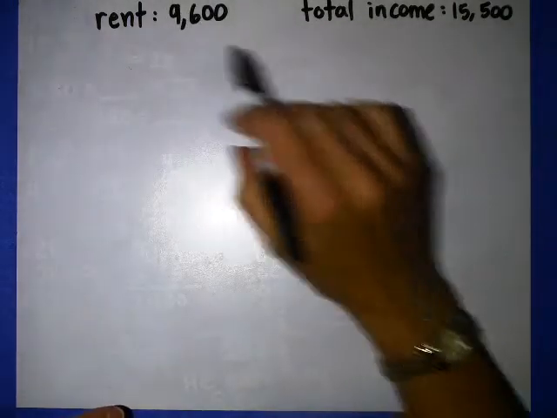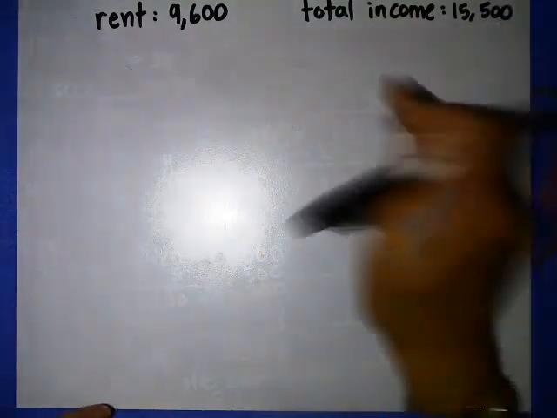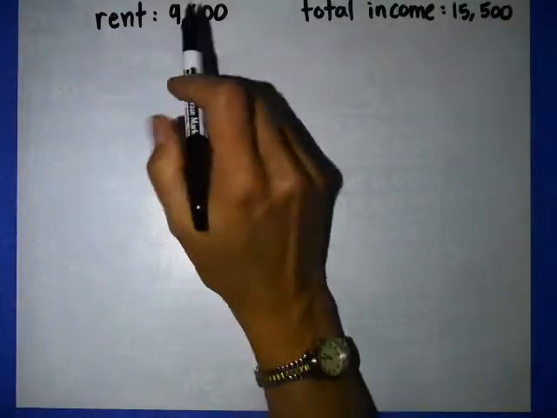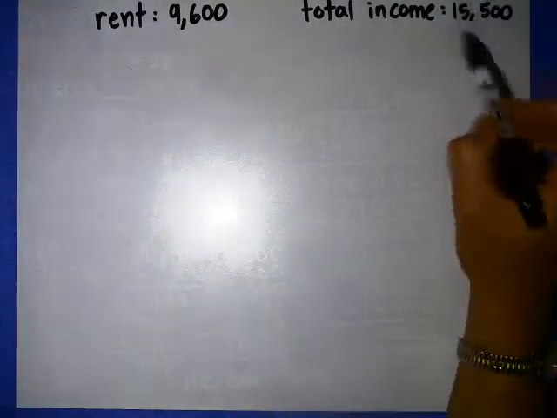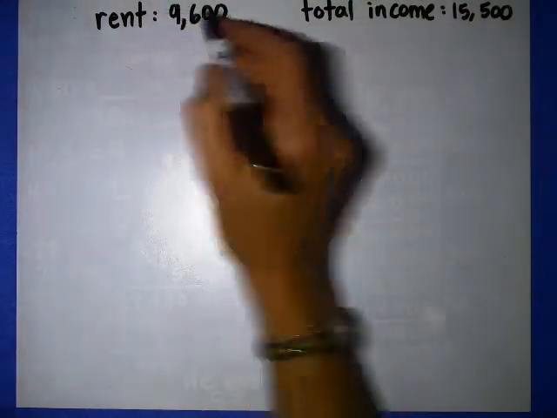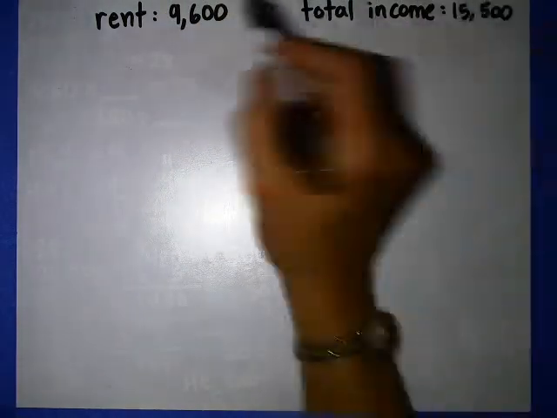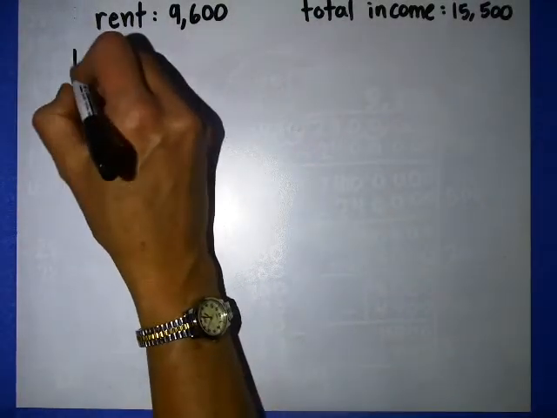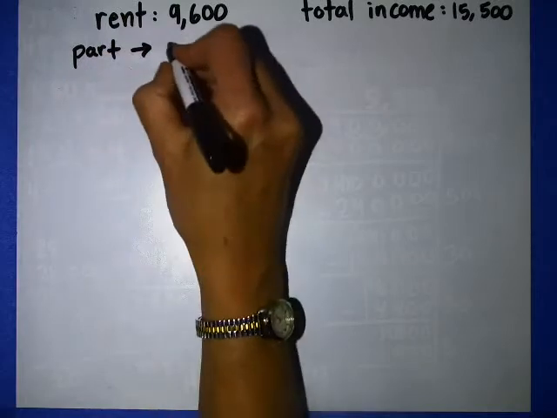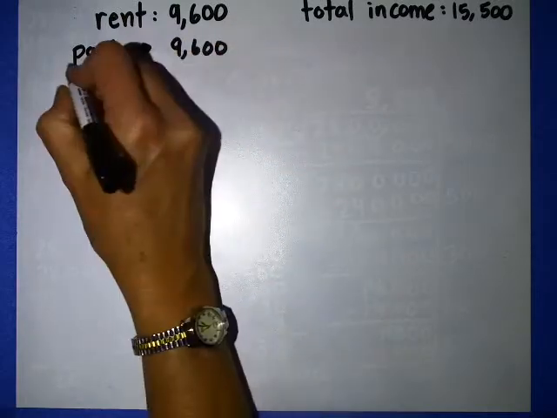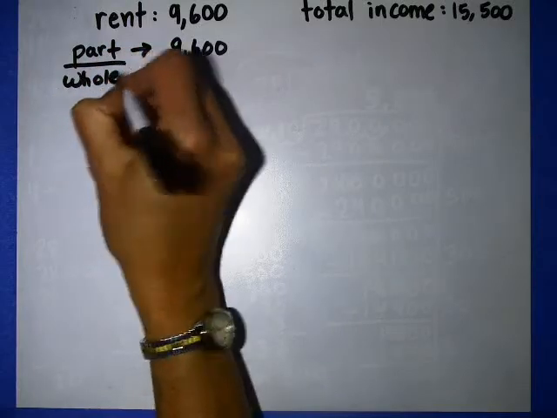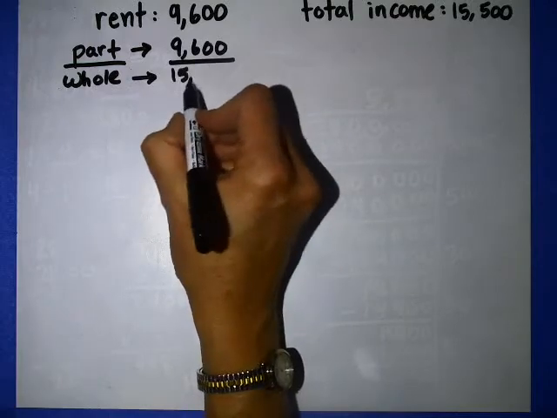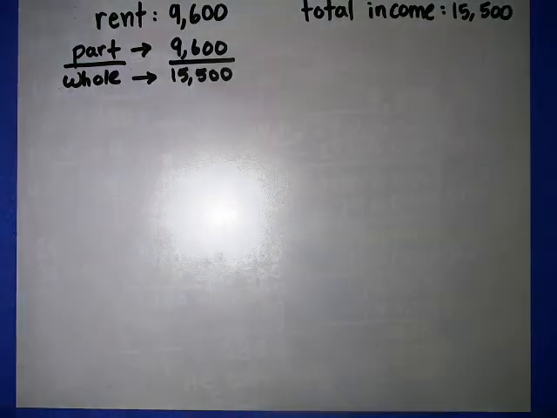So first, we would turn this into a fraction to make it a little bit more clear, at least in my opinion. If we're saying this amount out of this amount, this number is the part, and this is the whole. This is your whole income. Part of it is taken up by rent. So the part is 9,600, and the whole, because that's how we write fractions, part over whole, is 15,500.